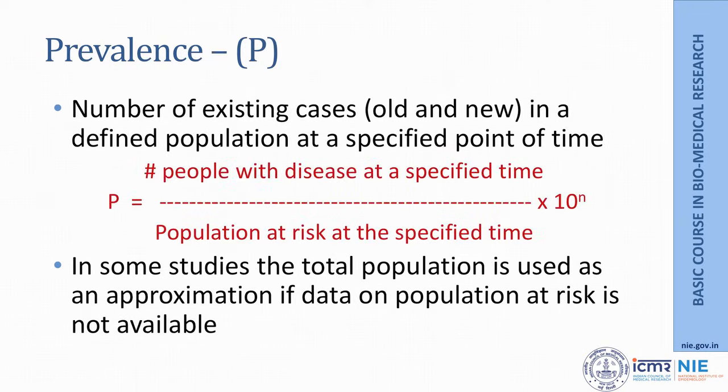Now, let us look at a measure which is very often used in epidemiology and in any health research. That is called prevalence. What do we mean by prevalence? The prevalence is the number of existing cases, both old and new, in a defined population at a specified point of time.